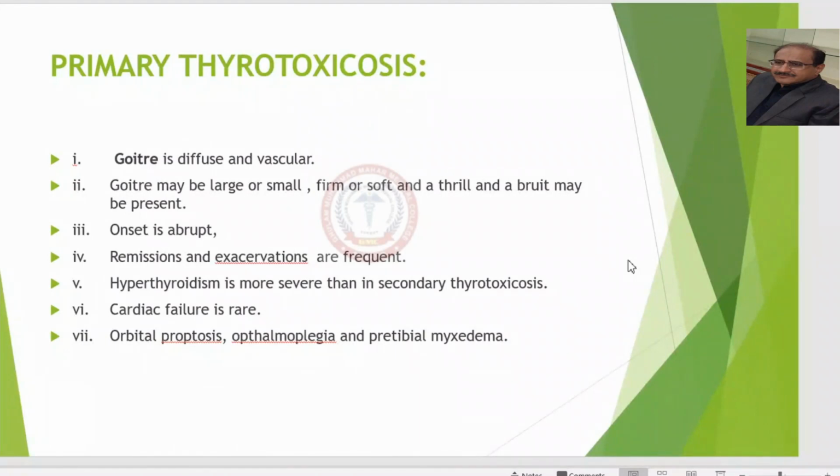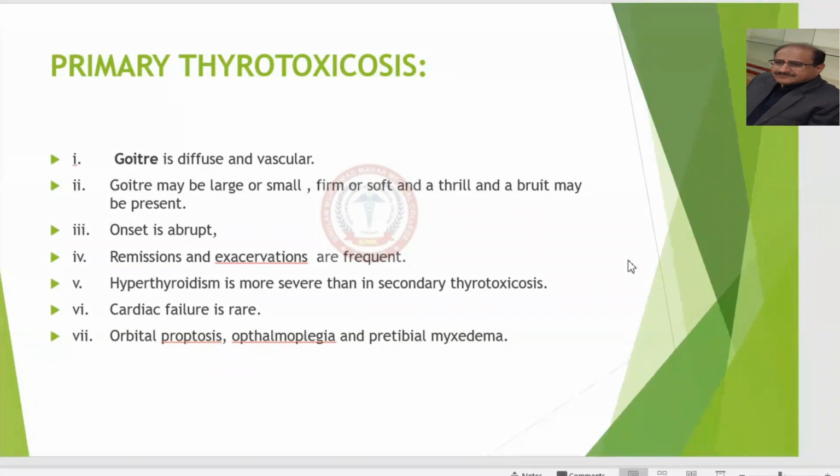The goiter may be large or small, firm or soft, and a thrill and a bruit may be present. Onset of the symptoms is abrupt, all of a sudden, because it is a severe disease. Remissions and exacerbations are frequent, meaning sometimes the symptoms are aggravated and sometimes they decrease. Hyperthyroidism is more severe than in secondary thyrotoxicosis; the features of toxicity are more severe. Cardiac failure is rare in primary thyrotoxicosis but is more common in secondary thyrotoxicosis.